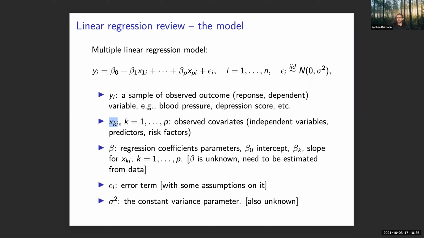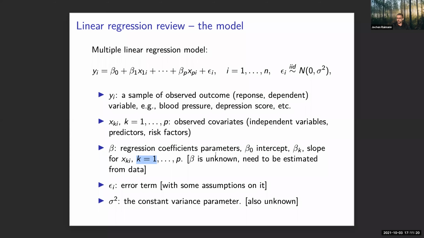We have xki. The x's are covariates or random variables that are being included as factors or predictors on the right-hand side of the model. With beta, we have the regression coefficients. Beta 0 is labeled as the intercept. Beta k, or beta p, is a coefficient that constitutes the slope for xki, which is the independent variable or random variable that is being included, and k as the number of factors ranges from 1 to p.